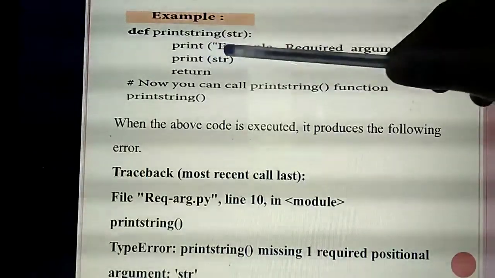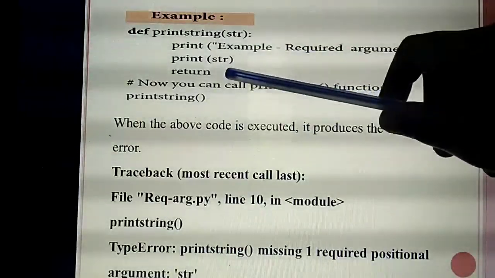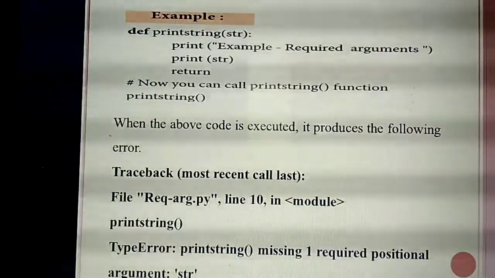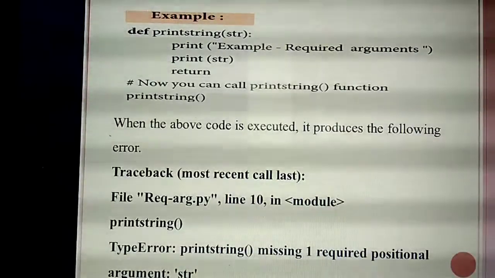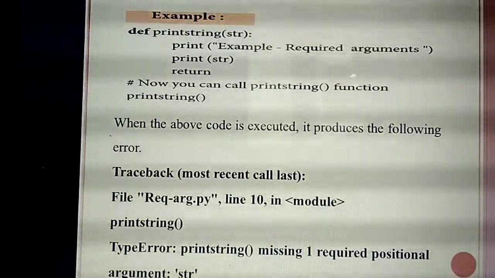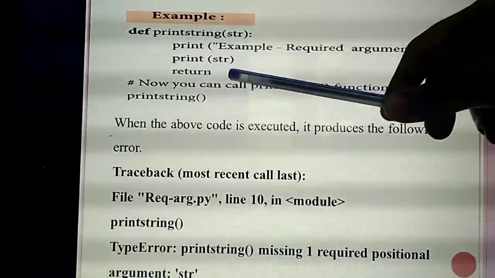So listen. Next, inside this function you are giving the statements. Inside the print you are giving the example required arguments statement. One line you are typing, then again you are printing this one, print string. So you are going to print this. Then you are giving the statement return. What's the meaning of return? Return means it will return some values.